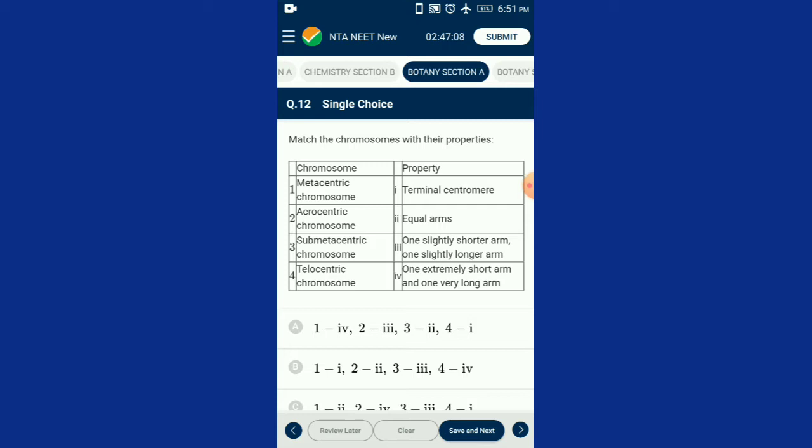Telocentric, it is a terminal centromere. Acrocentric, the centromere is located close to the end, making one arm very long and the other one very short. Submetacentric, the centromere is close to the center but not at the center. So the correctly matching option is option C.